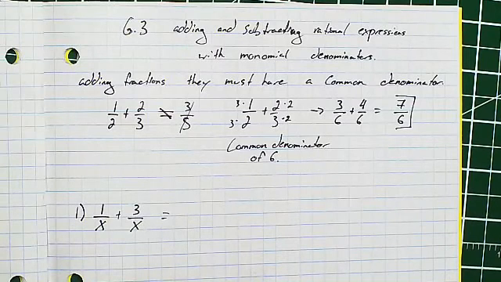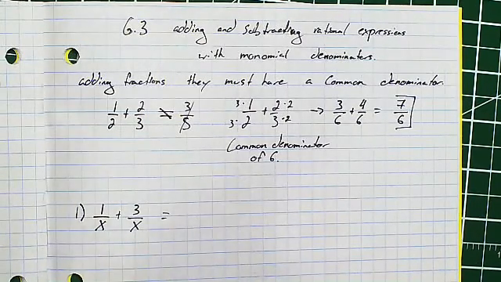This is 6.3, adding and subtracting rational expressions with monomial denominators. It's Pre-Calc 11. So, yesterday we went over multiplying and dividing. Now we're going to go over adding fractions, which ironically is a little bit harder than multiplying and dividing.